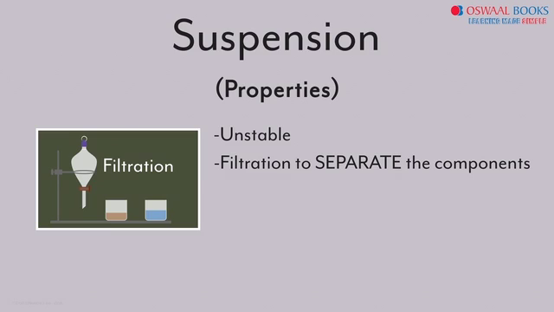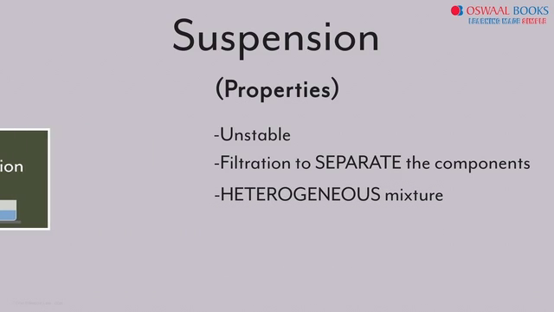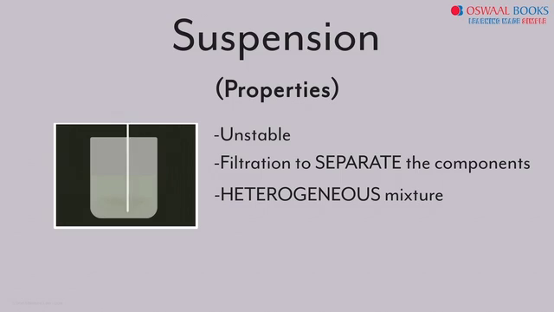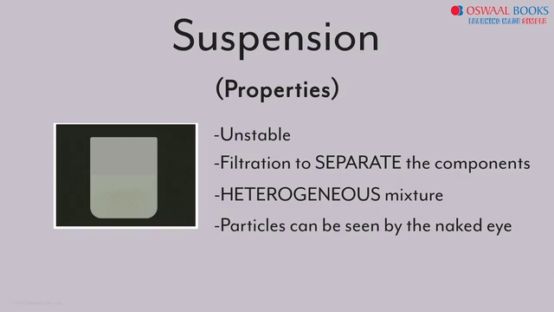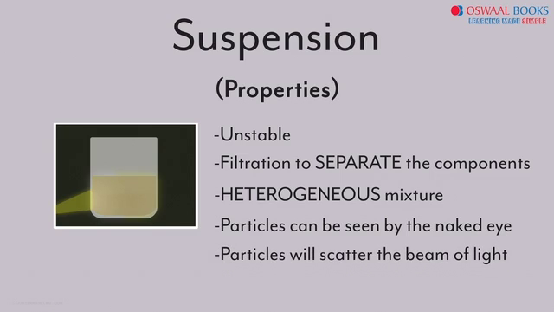In a nutshell, a suspension is a heterogeneous mixture. When a solute is mixed to form a suspension, it forms a cloudy mixture like the muddy water in our example. But when such mixtures are allowed to stand undisturbed, they will eventually settle down. And the particles of the solute can be seen by the naked eye. What if we pass a beam of light through it? As it's a heterogeneous mixture, the particles of a suspension will scatter the beam of light passing through it.